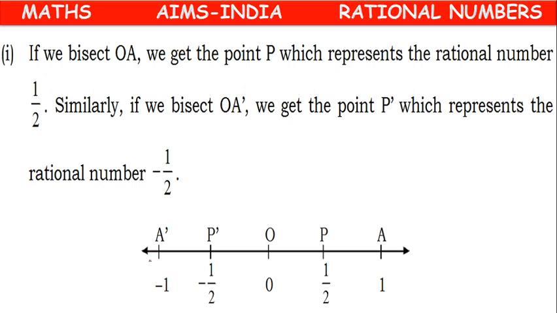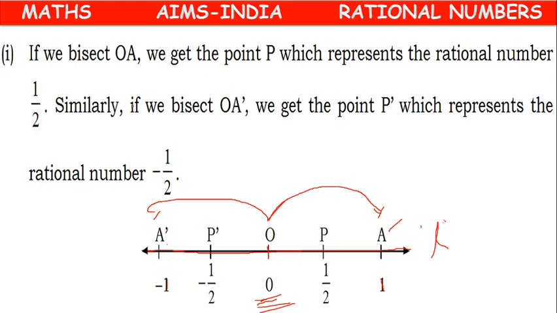Suppose we have a line, and let the line be named L. We have drawn a line L. On L, at the middle of the line, we have point O, which is considered as the 0 point. At unit distance on the right hand side, we have point A, whose value is 1. At unit distance on the left hand side, we have point A dash, whose value is -1. Like this, we have a number line.